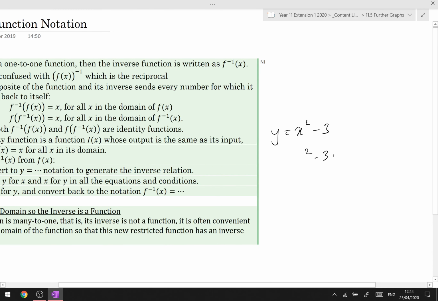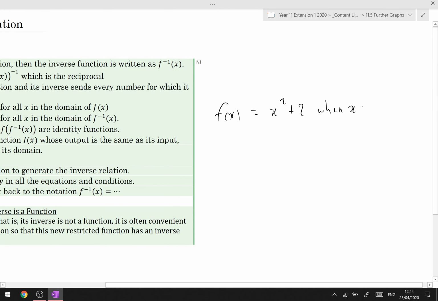Now let's say, for example, here's your function: f of x is equal to x squared plus 2 when x is greater than 4. You replace f of x with y, so y is equal to x squared plus 2 when x is greater than 4. Now to write the inverse, we replace all the y's with x's and all the x's with y's. So x is equal to y squared plus 2, where y is greater than 4. I'm pretty sure we did this in the last one as well, but just as a quick reminder, that's how we write the inverse.